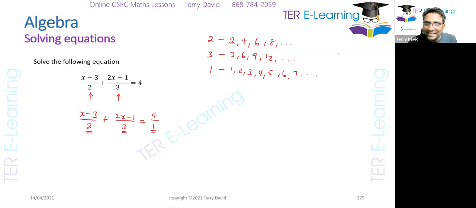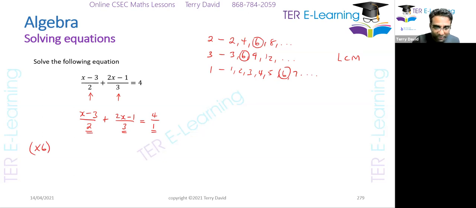Now we want LCM, lowest common multiple, right? So that is the lowest number that is common to all these numbers here, the 2, the 3, and the 1. If you look carefully, you realize, wait a minute, I have a 6 here, and I have a 6 here. That is the lowest number that is common to all of them. So that's my LCM. There's a reason why I need to use the LCM. So next step, and I'm going to write this here so you know exactly what I'm doing. I am multiplying every single term by 6. Every single term is being multiplied by 6.